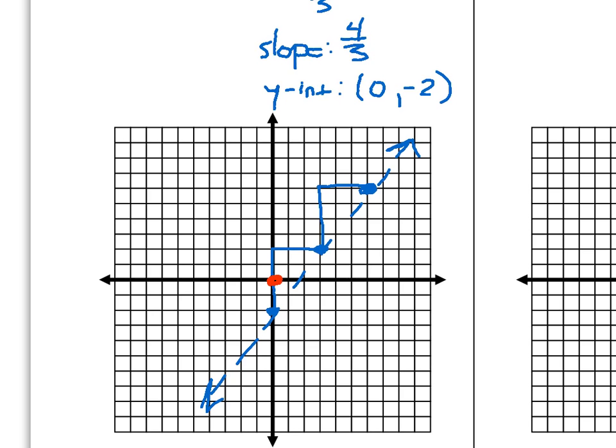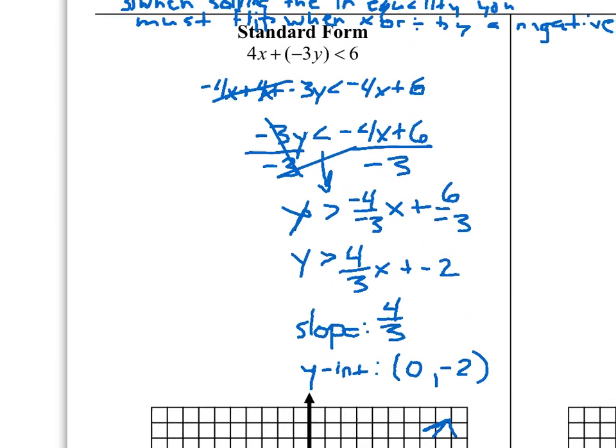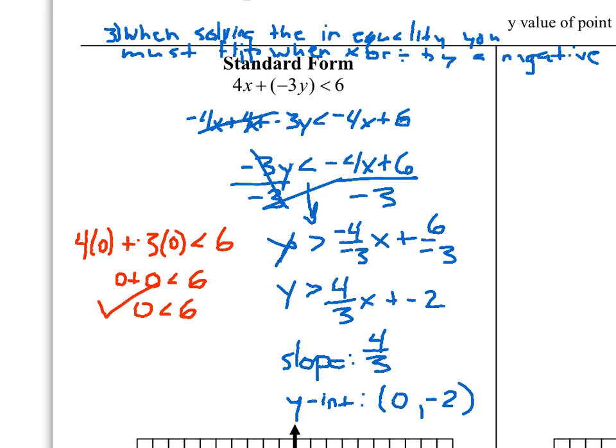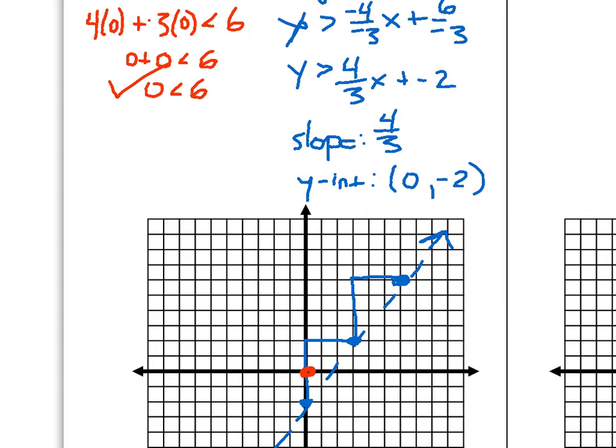And with standard form, it's super easy to work with because we end up multiplying both terms by 0. And so we really just get 0 plus 0 is less than 6. 0 is less than 6. That's correct, which means we want to go ahead and shade the side that it's on.